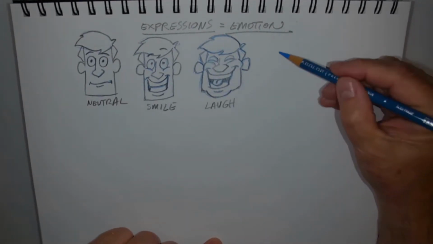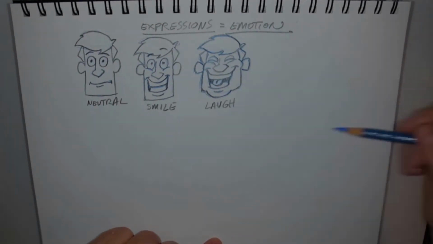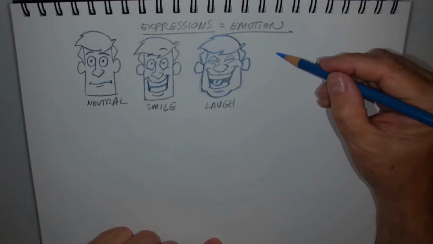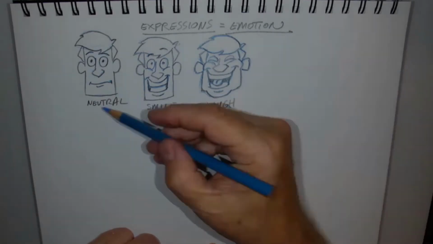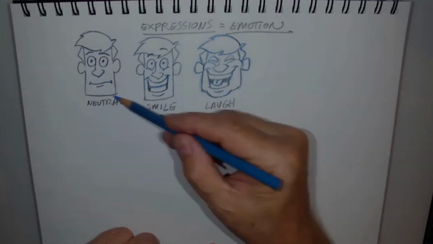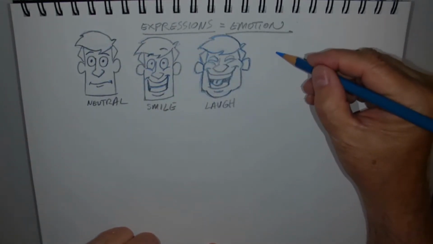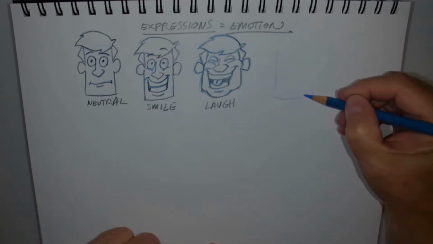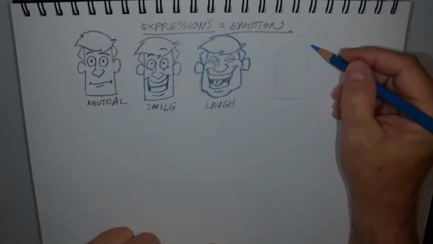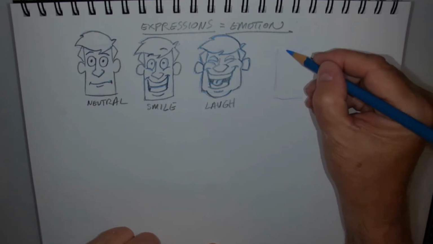Okay? So here, I'm going to do another one at the top and then add more at the bottom. We've got 2 more rows after this. So we've gone from neutral, smile, and a laugh. So we can see a progression there. This one's going to be an odd man out, but it's a different expression that I want to get us across.